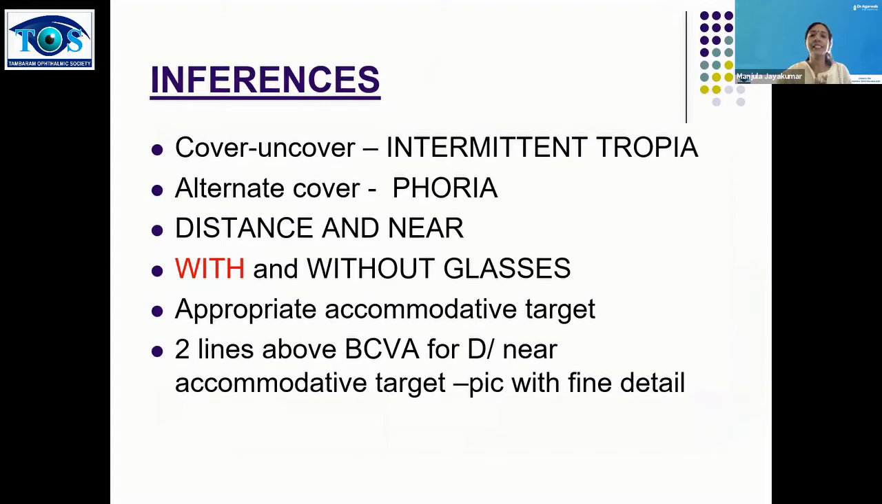The inferences: a cover-uncover test will bring out your intermittent tropia, and alternate cover test will help you detect your phoria. Do your measurements for both distance and near. Assess them with and without glasses. Always use an accommodative target, never a pen light. And what do I mean by an accommodative target? Your two lines above your best corrected visual acuity for distance and a picture with fine detail for near.